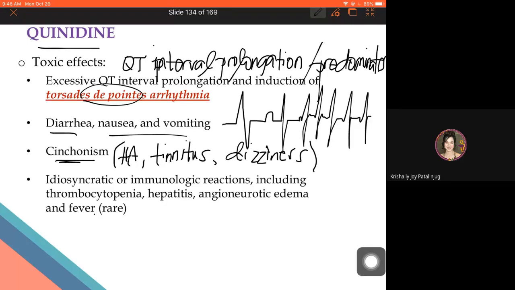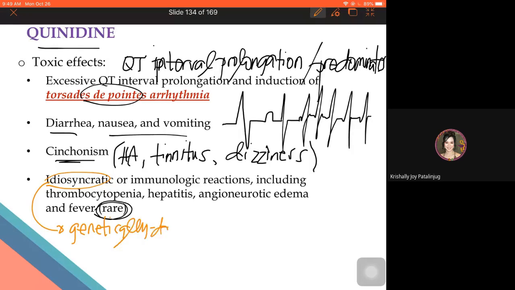Then, in rare cases, ang quinidine may also cause idiosyncratic responses. Ibig sabihin ng idiosyncratic, genetically determined na adverse effects. That is why we consider this as rare, kasi genetically related man siya. So, rare lang siya na toxic effects.